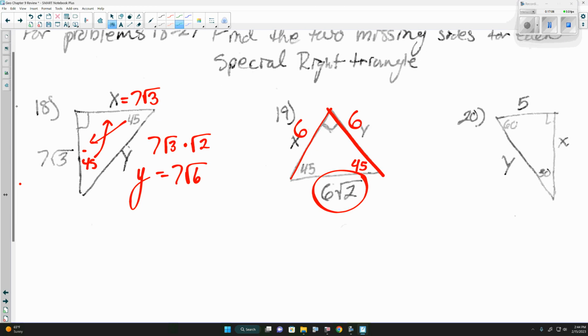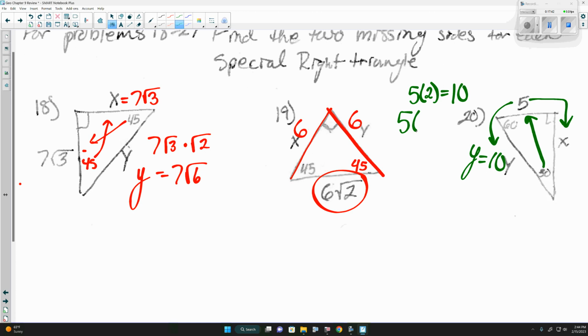If we look at this here, what side are we given? The opposite of 30, the short side. So to go from the short side to the hypotenuse, because y is opposite 90, we do what? Times it by 2. So y is 10. If we go from the short side to the hypotenuse, we multiply by 2. If we go from the short side to the side opposite 60, we're multiplying by the square root of 3. And 5 times the square root of 3 is 5 square root of 3. So x is 5 square root of 3. And that's it.